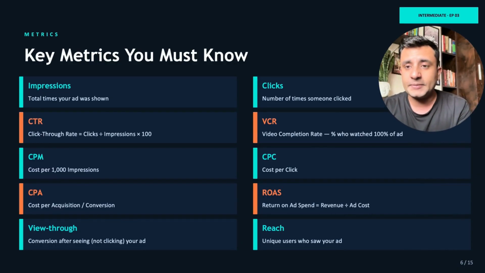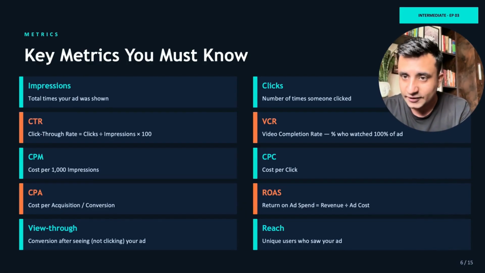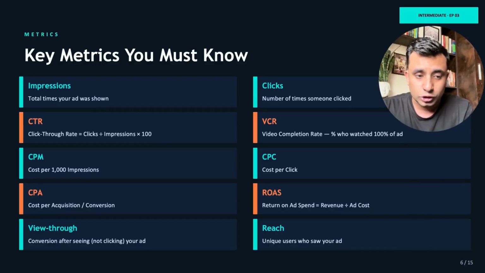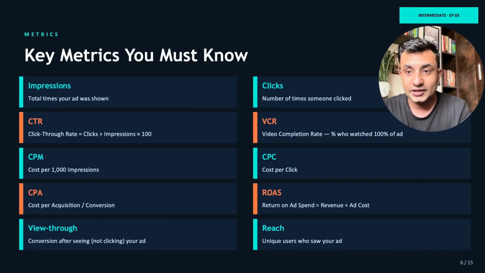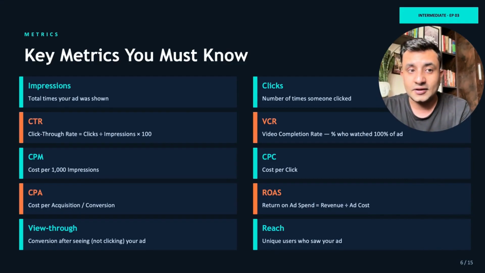Then comes CPM, it means cost per mil or 1000 impressions. CPC is cost per click. CPA is cost per acquisition or a conversion. Acquisition means conversion. It's one and the same thing. ROAS, which means return on ad spend. And the formula for that is revenue divided by ad cost. Then view through rate, conversions after seeing, not clicking your ad, after seeing your ad, people who converted. And then the last metric is reach, unique users who saw your ad.